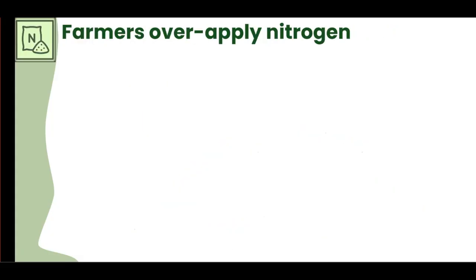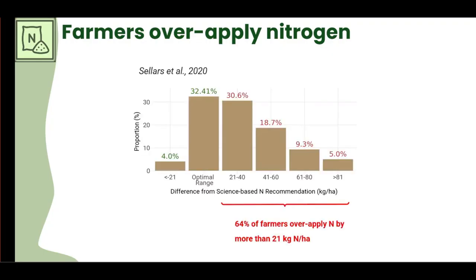So are there farmers applying in that area? There is a study from Sellers in 2020 where they surveyed farmers in Illinois and compared their rates with the university recommendation. And they found that 64% of the farmers are 21 kilograms of nitrogen above the university recommendation. It follows this distribution, which is the one that we use for the methodology in the insurance. And even 5% apply more than 80 kilograms on top of the university recommendation.